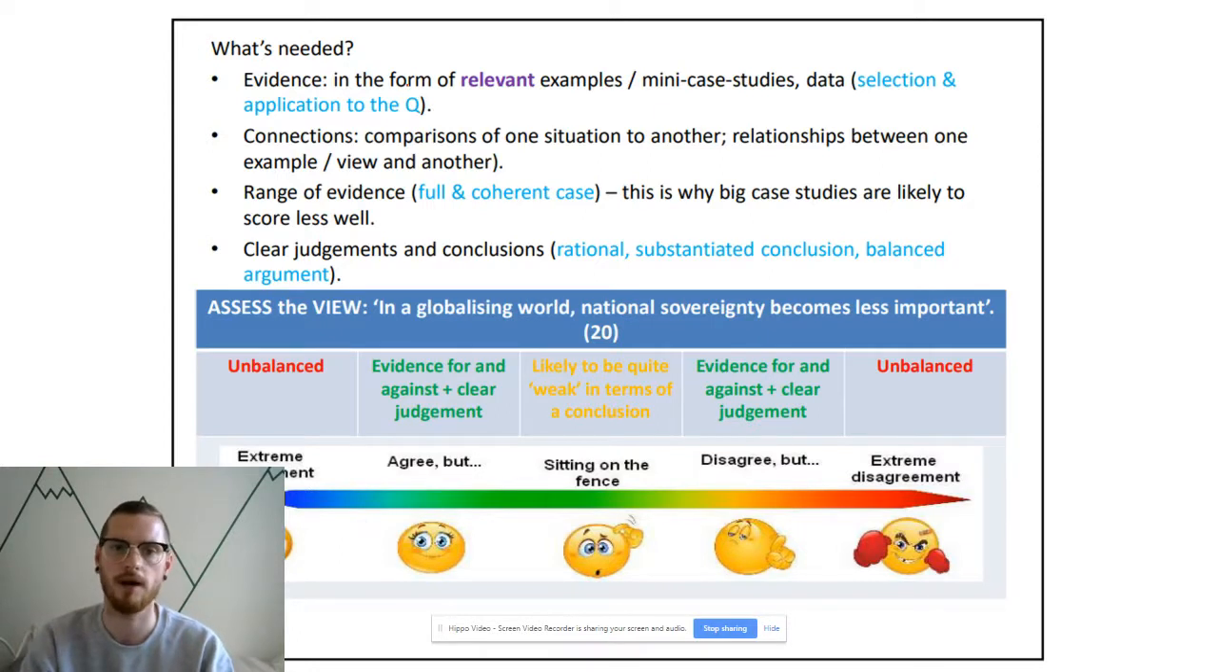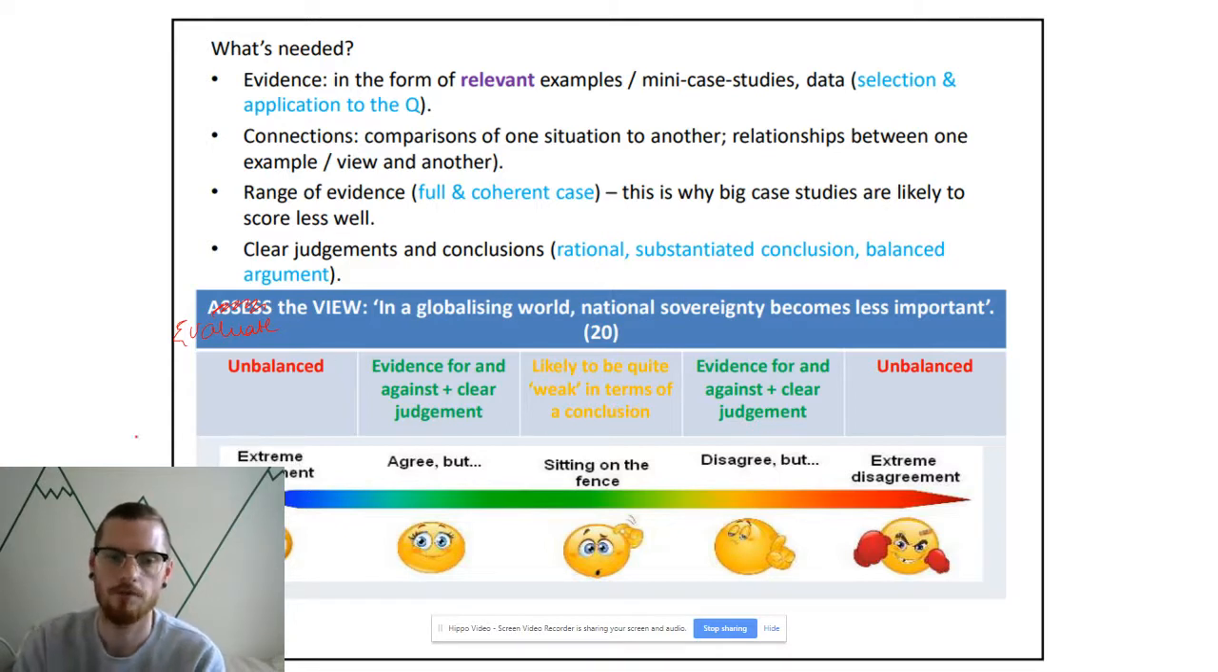Now, this was provided by the exam board here, okay? This here is also a mistake by them. That should say evaluate the view. Okay, so evaluate the view: in a globalizing world, national sovereignty becomes less important. 20 marker. Two sides of an argument, okay, is needed.